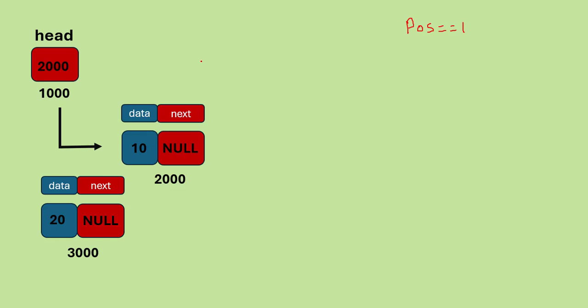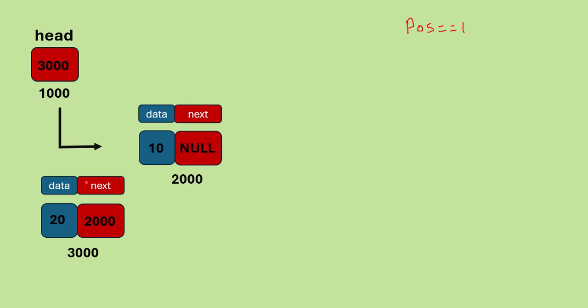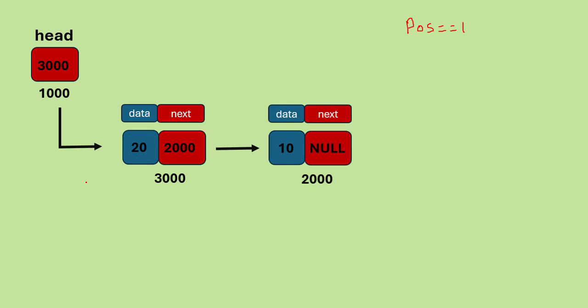So head is going to point to the first node. I'll be storing that in the new node's address part, because the new node becomes the first node and the already existing first node becomes the second node. So I'll take the value of head, 2000, and store it in the new node's address part. Afterwards, I take the new node's address and store it in head, so that the new node becomes the first node of the linked list. So this is the logic to insert an element at position 1.